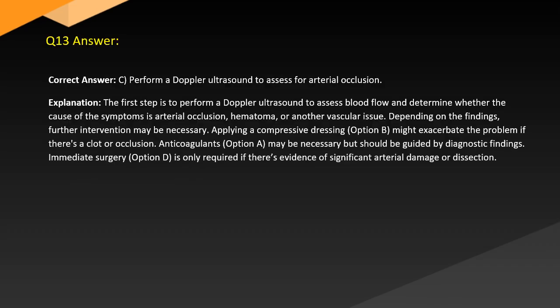Answer. Correct answer C. Perform a Doppler ultrasound to assess for arterial occlusion. Explanation. The first step is to perform a Doppler ultrasound to assess blood flow and determine whether the cause of the symptoms is arterial occlusion, hematoma, or another vascular issue. Depending on the findings, further intervention may be necessary. Applying a compressive dressing, option B, might exacerbate the problem if there's a clot or occlusion. Anticoagulants, option A, may be necessary but should be guided by diagnostic findings. Immediate surgery, option D, is only required if there's evidence of significant arterial damage or dissection.